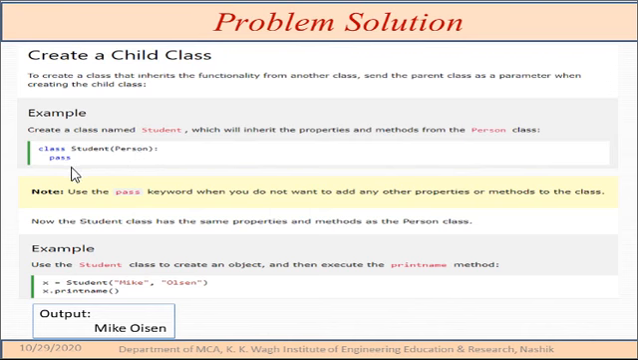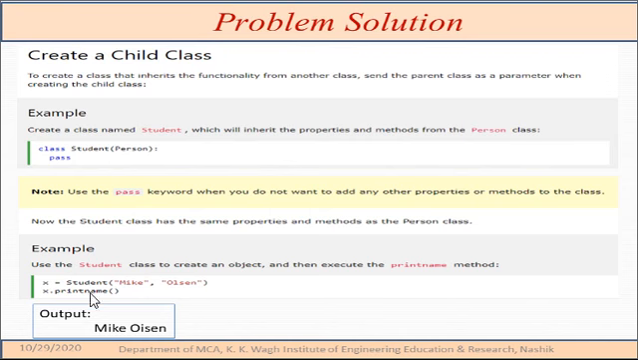Please note one thing: you can use the pass keyword. What is the use of the pass keyword? The pass keyword is used when you do not want to add any other properties or methods in that class. In this example I am not going to add any other details for the person, but as a practical assignment or experiment, you can try it.